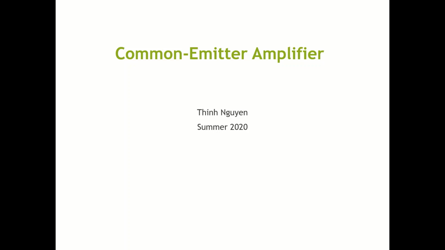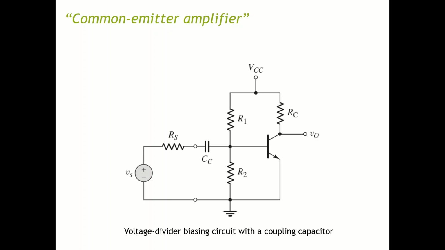We will go through the common emitter amplifier configuration. So we can have a common emitter configuration here. Why is it common emitter? Because the emitter port of the transistor is grounded, so you can call it common emitter. Okay, this circuit, you saw that before, is basically a voltage divider biasing circuit with coupling capacitor.